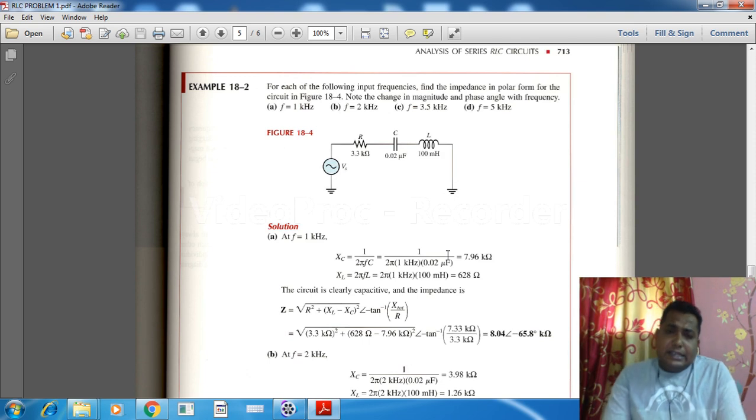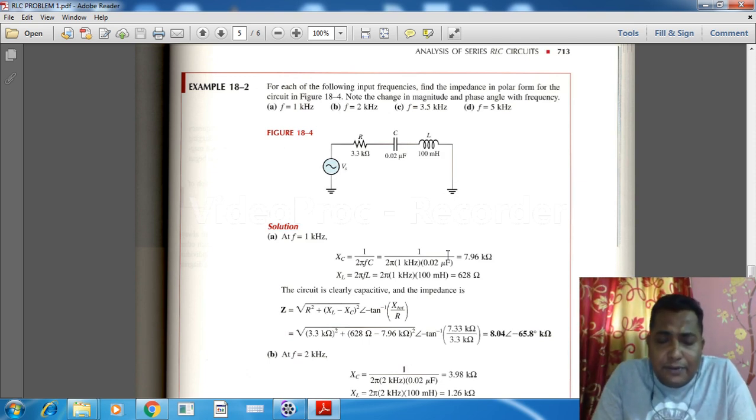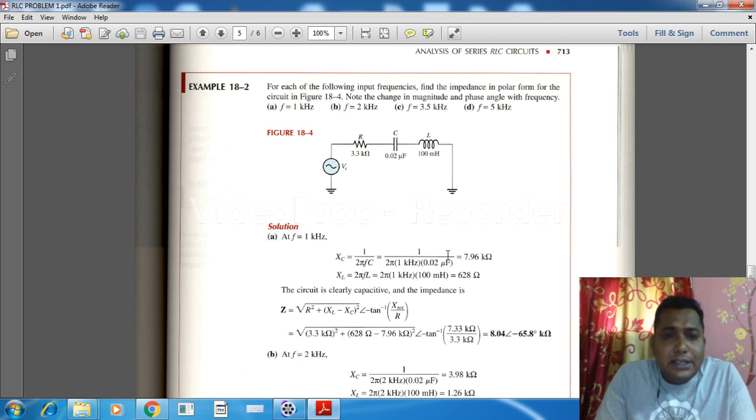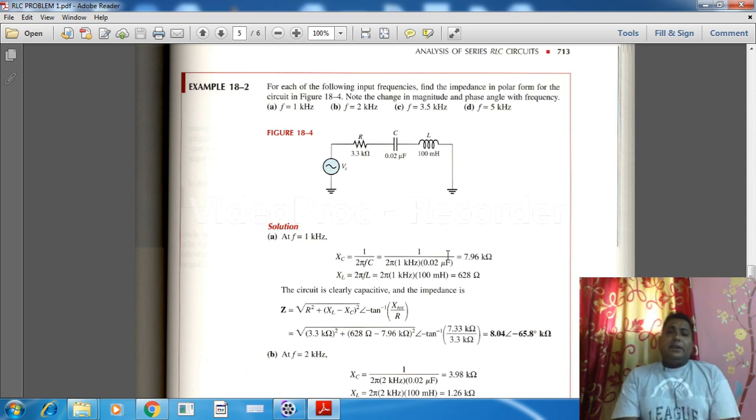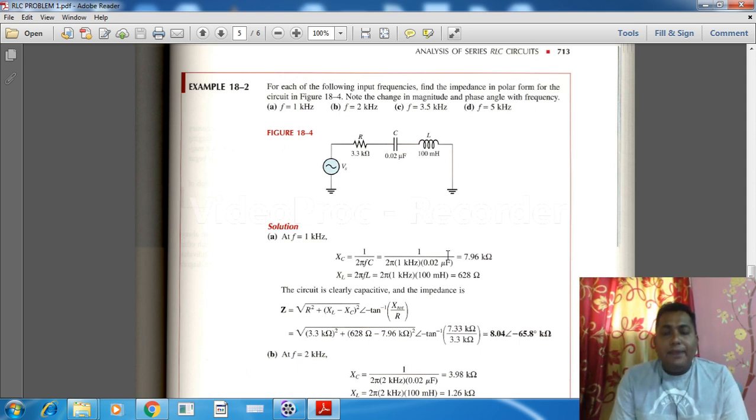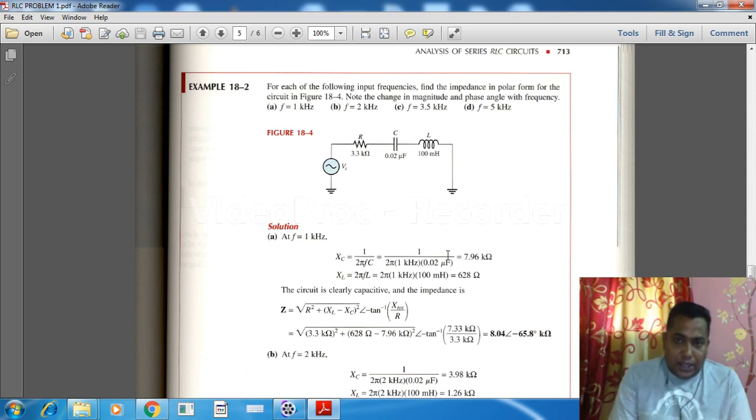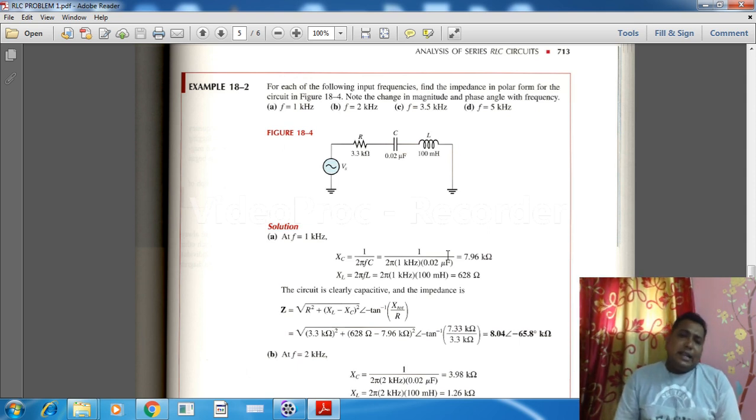So let us see what we have to find out in this particular problem. Let us read out what is written here. For each of the following input frequencies, find the impedance in polar form of the circuit in figure 18.4. Note the change in magnitude and phase angle with frequency. That means there is an RLC circuit, and different frequencies are given, and for those frequencies we have to find the impedance value.